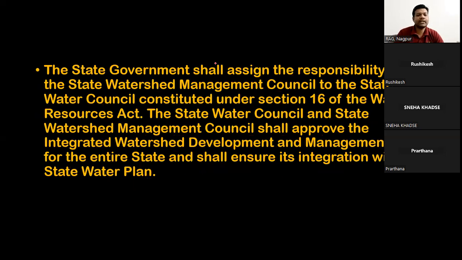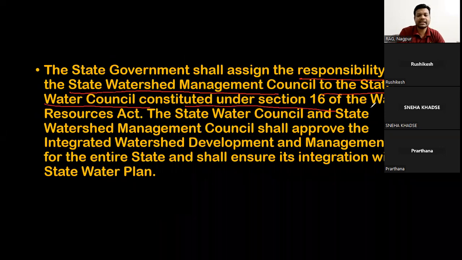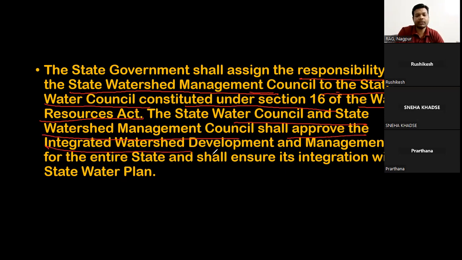Okay, the state government shall assign the responsibility of the State Watershed Management Council to the State Water Council constituted under Section 16 of the Water Resources Act. This Water Resources Act is by the central government; it is the model act basically. So this responsibility should be given to the State Water Council, and the State Water Council and State Watershed Management Council shall approve the integrated watershed development and management plan for the entire state and shall ensure its integration with the state water plan.